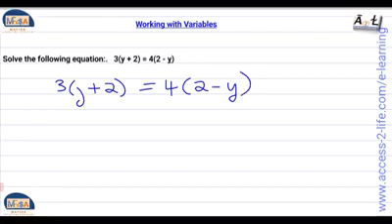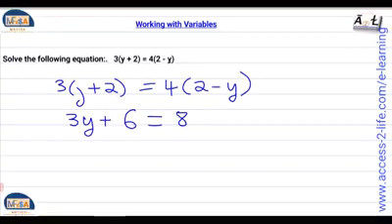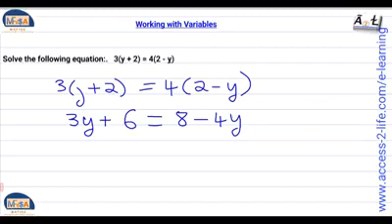So one of the best ways of working through this is to multiply out the variable or the constant outside the brackets so that we remove the brackets. So 3 times y becomes 3y, plus 3 times 2 is 6, equals 4 times 2 is 8. Then 4 times minus y is minus 4y. So what you realize is we've got a y on the left side and a y on the right side of the equal sign. So we want to have the y's together on the same side because they are the same variable.